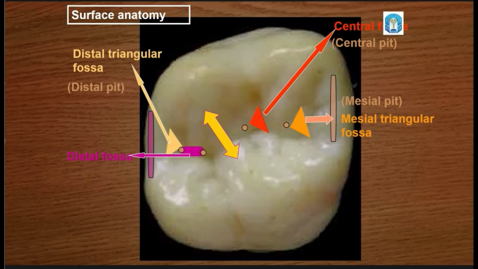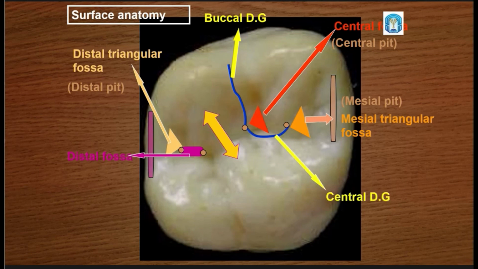This is the buccal developmental groove dividing the two buccal cusps. This is the mesio-buccal cusp, the disto-buccal cusp. They divide the two buccal cusps and come onto the buccal side. I told you that the buccal developmental groove is present on the buccal side. They come to the buccal surface and then branch out and fade out.